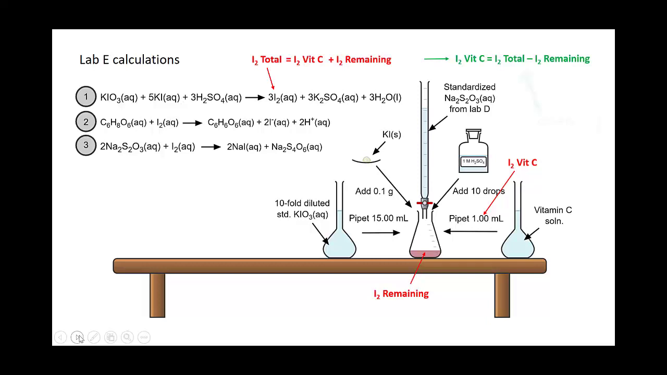Your I2 total is a given and is based on your primary standard. So you have your I2 total a given, subtracting a larger number than it should be in terms of the I2 remaining. That will impact the I2 vitamin C and in turn the actual determination of the vitamin C.